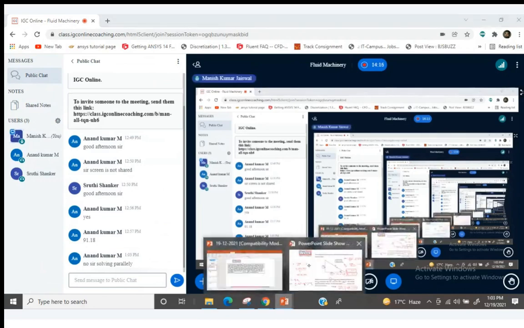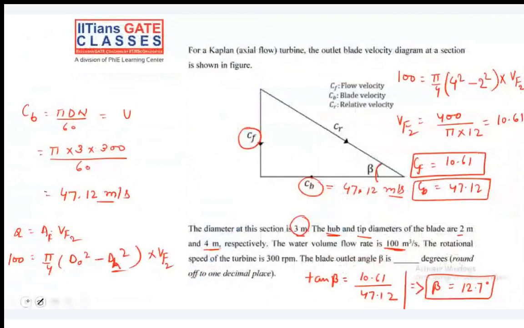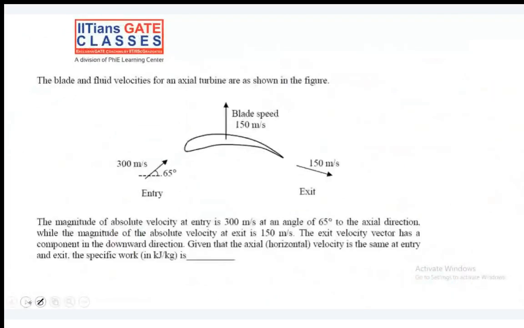Next, let us solve the next question here. Read this question. Let me give you 2, 3, 4, 5 minutes to solve this question. This is a very good question that appeared in the GATE exam.